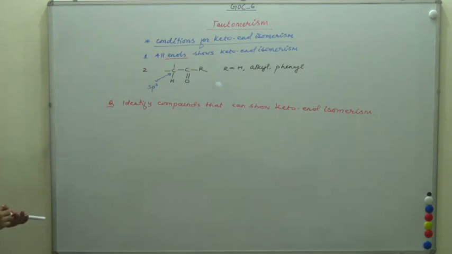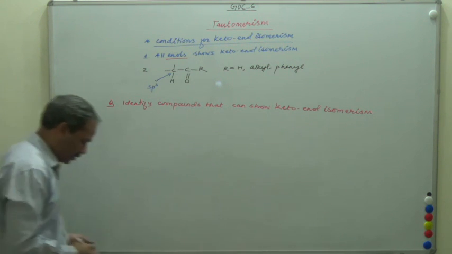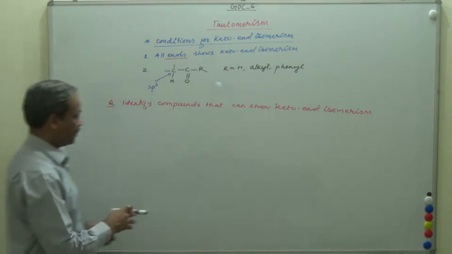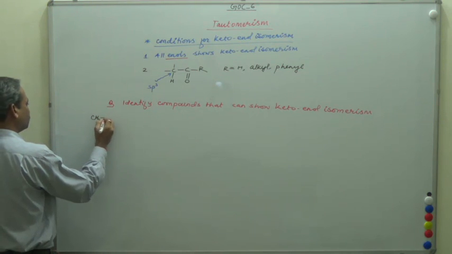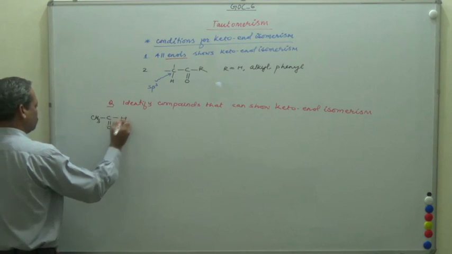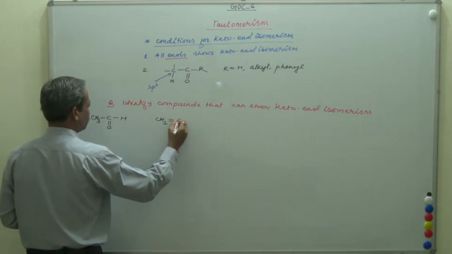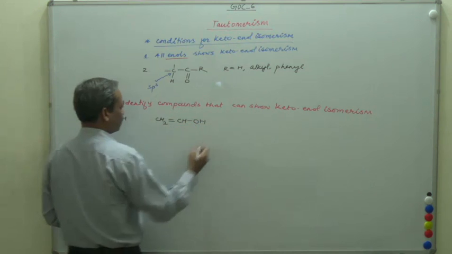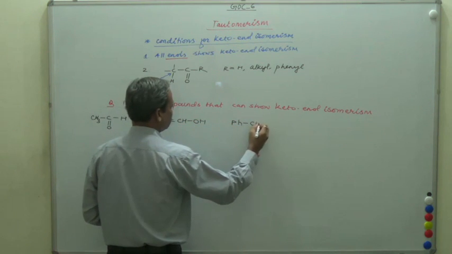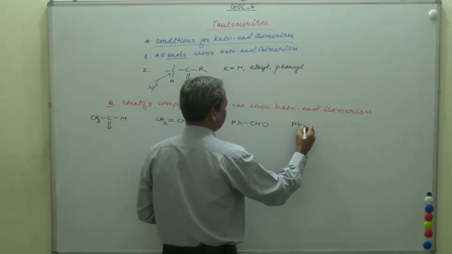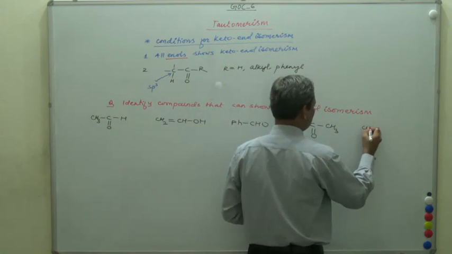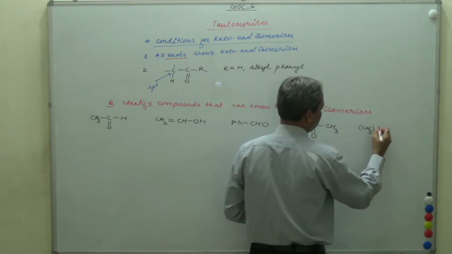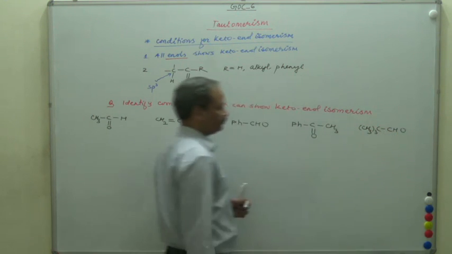That can show keto-enol isomerism. First compound is CH3, C double bond OH. Second is CH2, CHOH. Third is PhCHO. Then Ph, C double bond O, CH3. CH3 whole thrice, C, CHO.